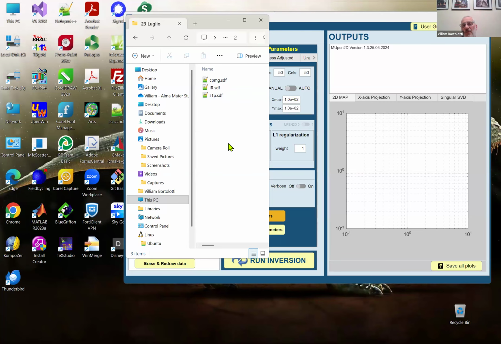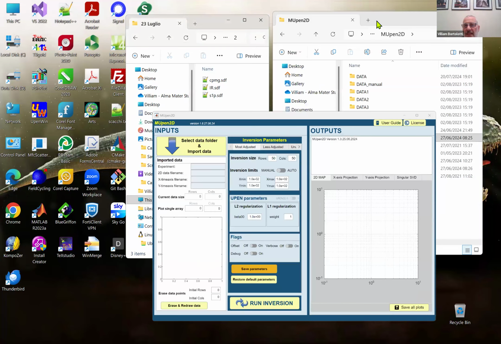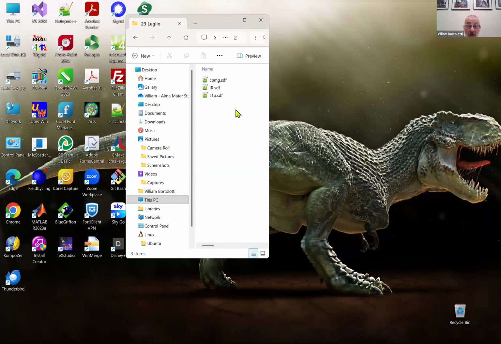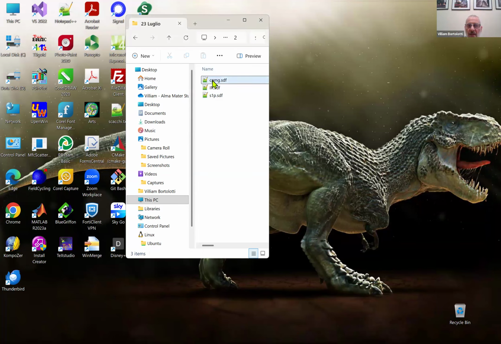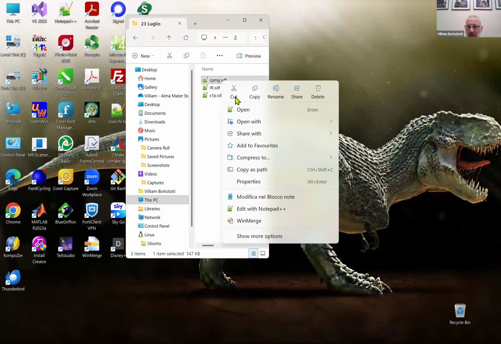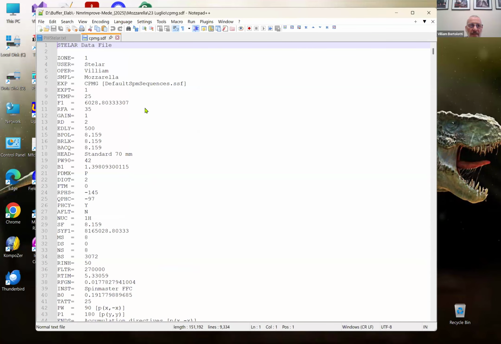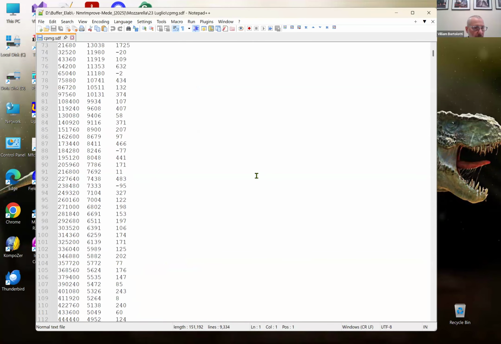For the experiment, the first step is to have an idea about the quality of the measurement performed, and so it is good practice to open the data. This is one of the formats of the old analog NMR Stellar console. The Stellar data file has an extension and is in ASCII format, so it's possible to open the data and have a look inside and evaluate the quality of the data.